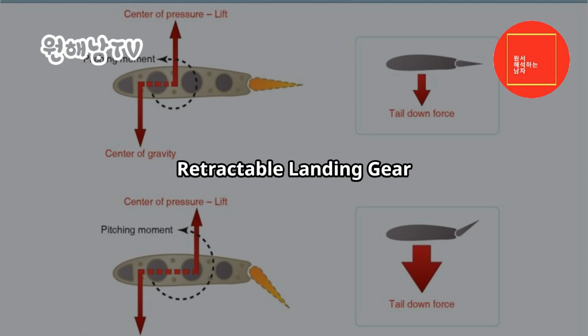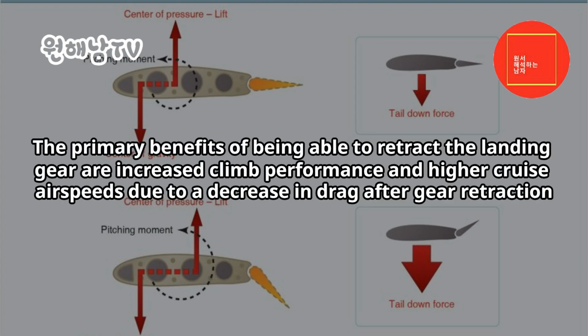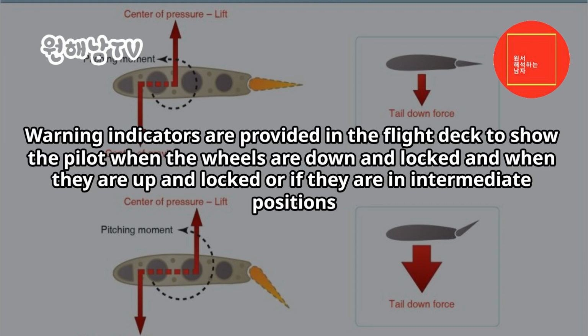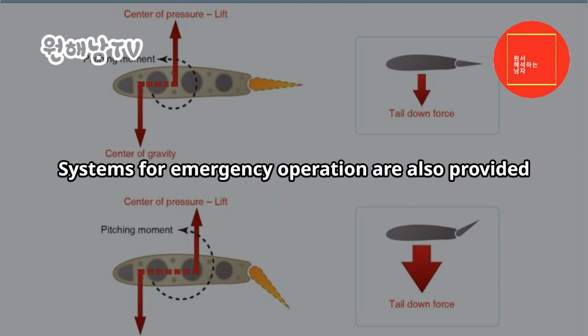Retractable landing gear. The primary benefits of being able to retract the landing gear are increased climb performance and higher cruise airspeeds due to a decrease in drag after gear retraction. Retractable landing gear systems may be operated either hydraulically or electrically, or may employ a combination of the two systems. Warning indicators are provided in the flight deck to show the pilot when the wheels are down and locked, and when they are up and locked, or if they are in intermediate positions. Systems for emergency operation are also provided.